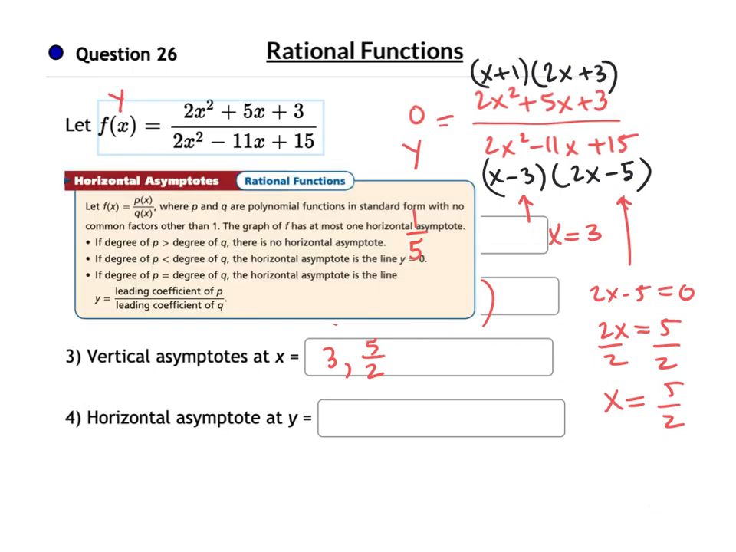The horizontal asymptotes follow these rules. The degree of the top, the numerator, is 2. The degree of the denominator is 2. The degree of the two functions is equal. The horizontal asymptote is the leading coefficient of the top polynomial divided by the leading coefficient of the bottom polynomial. That's 2 over 2, or y equals 1.